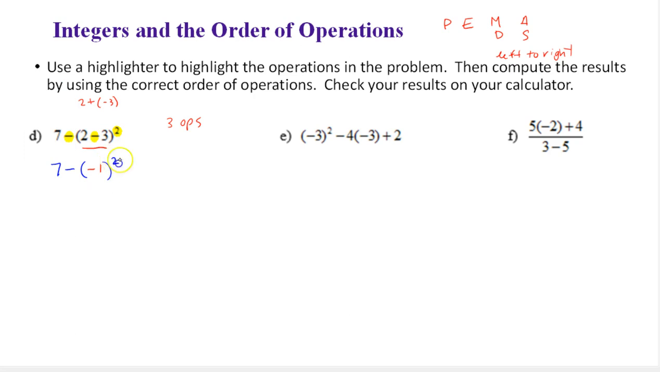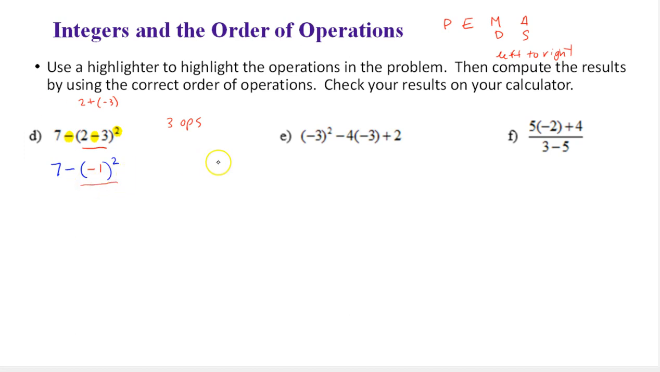Put that in parentheses and square. Okay. So even though this is in parentheses, there's no operation in there. We're just using it to show that we're squaring the number negative 1. So next we can do exponents. So we want to find negative 1 squared.